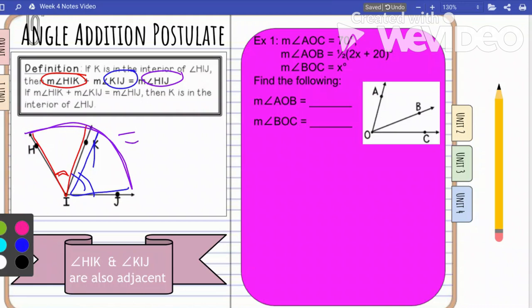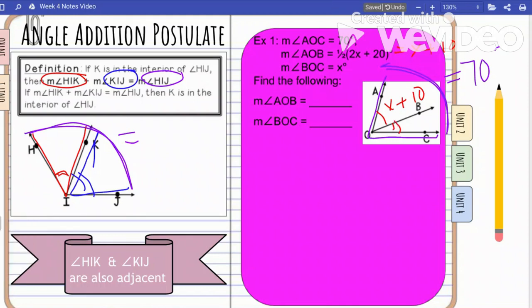So when I come look at my example, it says angle AOC. Angle AOC is the whole thing, so that's the total. So I put a swoosh on the outside. I put equals 70 degrees. Angle AOB is this angle right here. That's half of 2x plus 20. Half of 2x plus 20 is x plus 10. And it says angle BOC. That's this angle here. Angle BOC is just x.